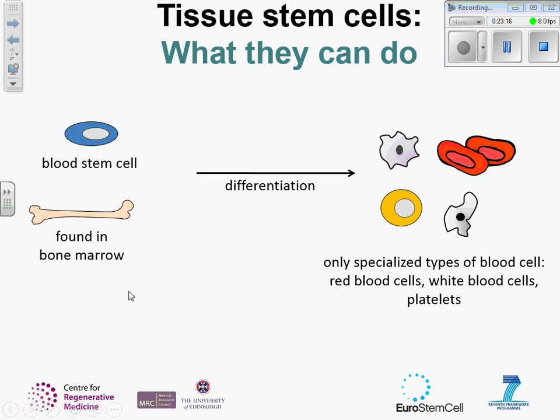Tissue stem cells can differentiate into particular types of cells, which is what makes them multipotent. Blood ones are particularly good at that, and you can see here we've got a femur shown as the bone in question, which is just the most recognizable bone, isn't it?